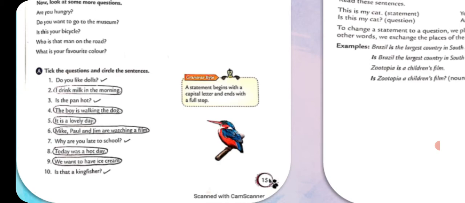Similarly, you can do the rest of the parts too. Moving ahead towards the next page. The topic is making questions from statements. This we have already discussed through the slides. You have to change the position of helping verbs. For example, this is my cat. This is a statement. It's ending with a full stop. So just change the position of the helping verb to make a question. It will be, is this my cat? Now it's starting with a capital letter but ending with a question mark.